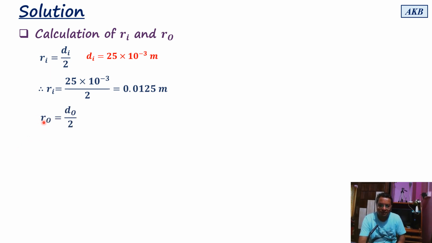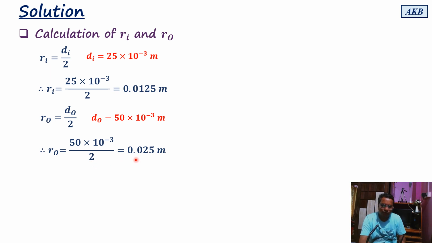Similarly, you have to get the outer radius. So the outer radius RO is equal to the outer diameter DO by 2. DO is equal to 50 into 10 to the power minus 3 meter. This is given to us. If you use that, you get RO as 50 into 10 to the power minus 3 divided by 2, which is 0.025 meter. So this step is over. We have got the value of RI, and we have also got the value of RO.